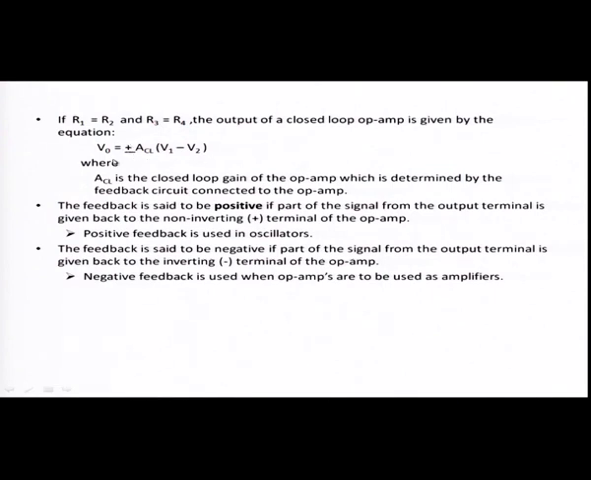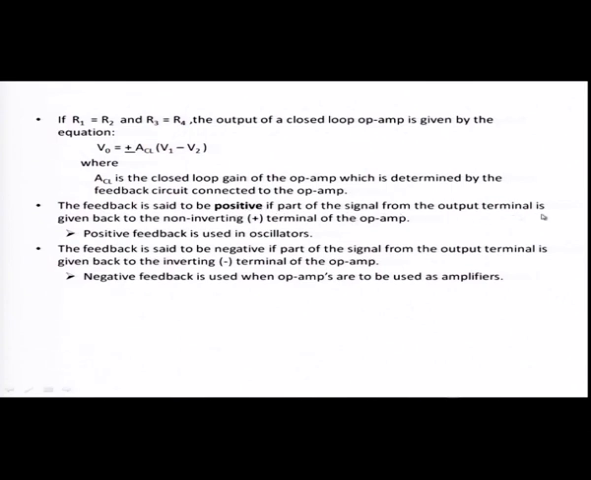Here, why this plus or minus? Because the difference between the two input signals may be either a positive value or a negative value. So, you can always have a plus or minus, and ACL is the gain of the closed loop circuit. The difference is multiplied with the gain, and it may have a positive or a negative value. That is the output of the differential amplifier.